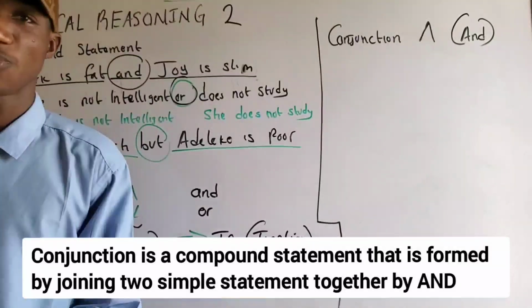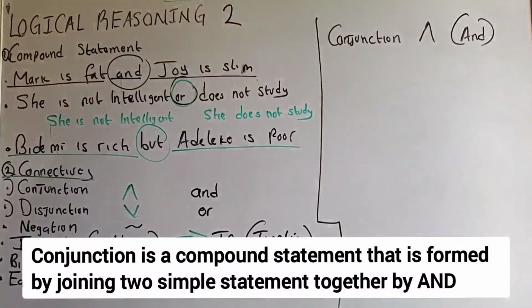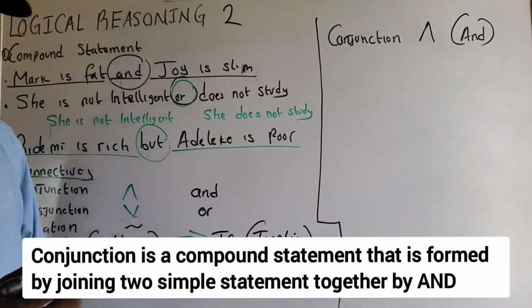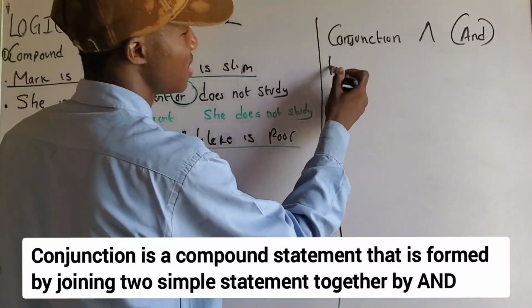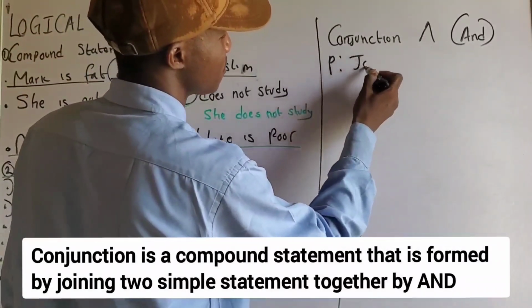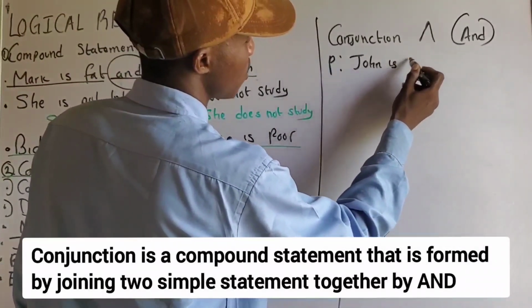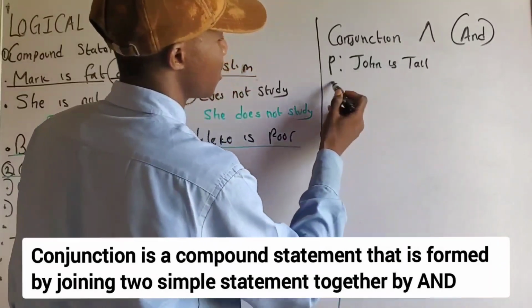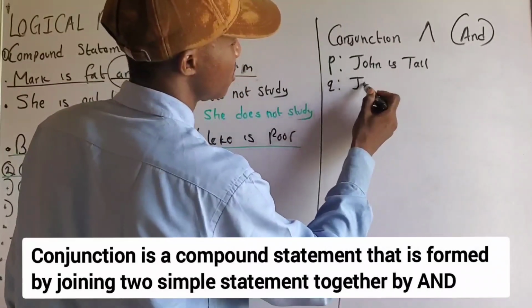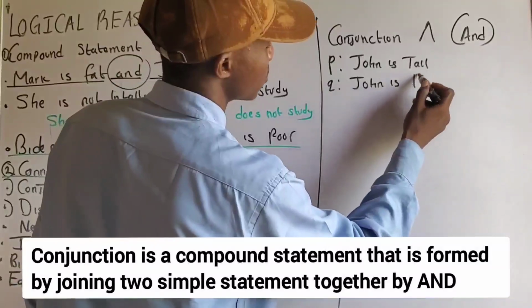Okay, now let's look at some few examples here. Let's say P represents John is tall and Q represents John is handsome.